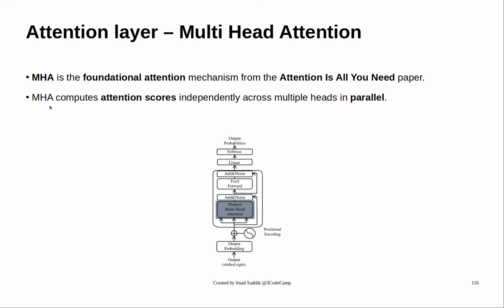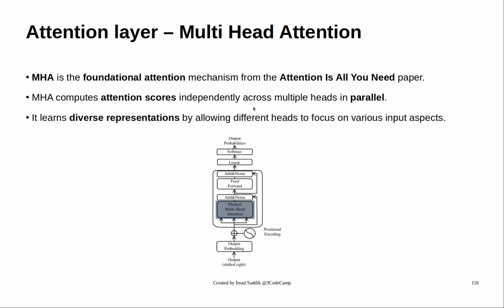The role of MHA is to compute the attention scores, and it does this independently across multiple heads in parallel. And this is the beauty of this technique: we can divide the computation into multiple heads and perform that computation in parallel, which speeds up training a lot. But you might ask, why should we use multiple heads? Can't we just perform a big matrix multiplication instead of dividing that into smaller matrix multiplications?